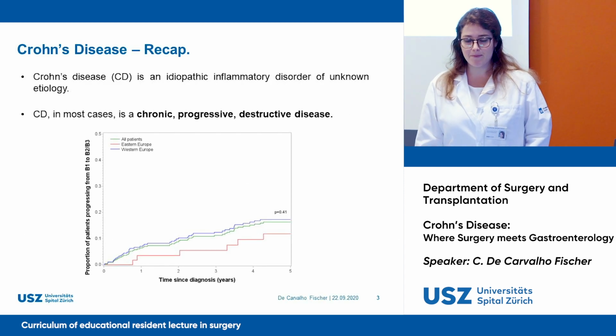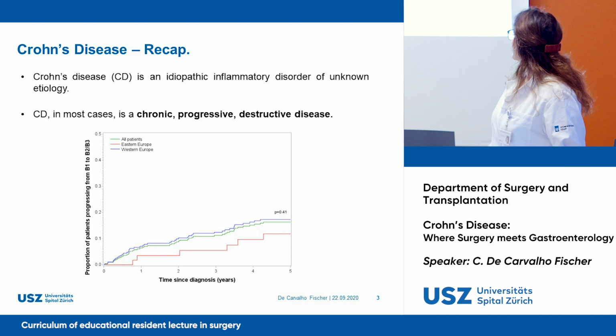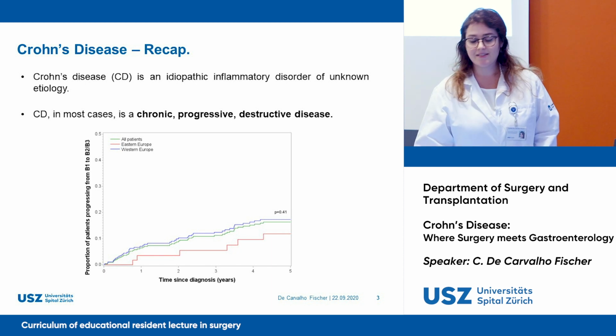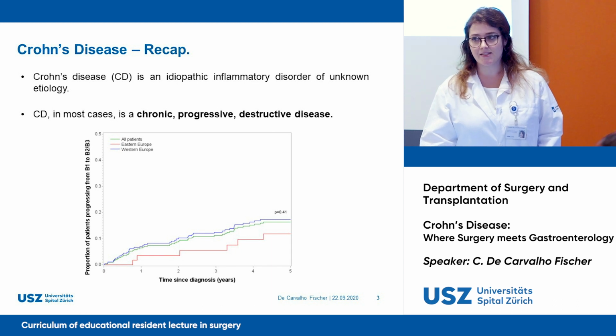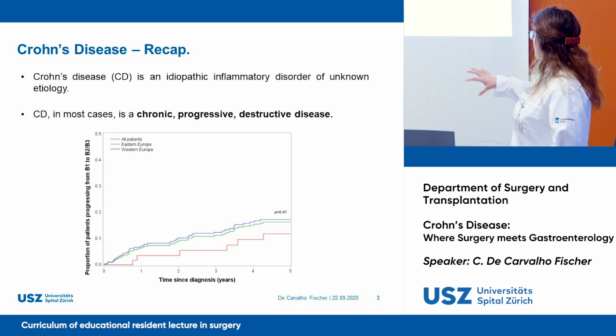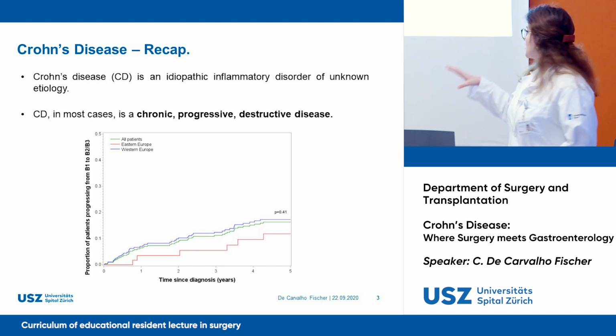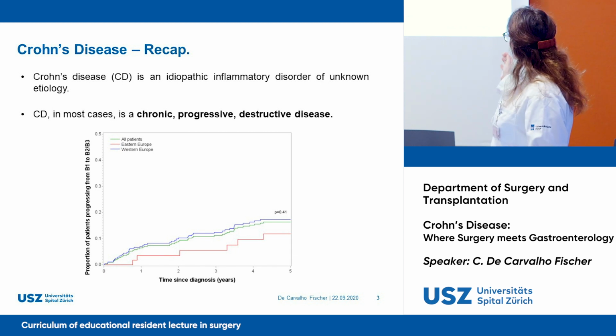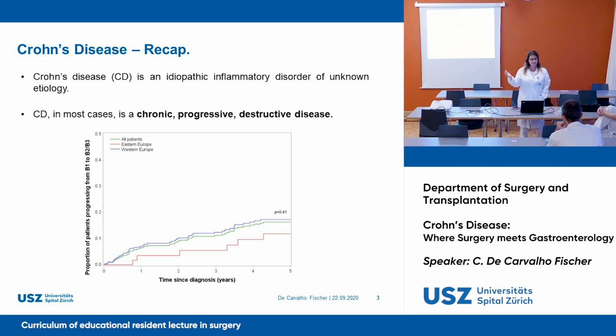A short recap: Crohn's disease is an idiopathic inflammatory disorder of unknown etiology. It is in most cases a chronic, progressive, and destructive disease, as evidenced by the graph below, where we can see how disease progresses based on the Vienna classification within 5 years. What we can also see is that patients in Western Europe tend to have more advanced disease than those in Eastern Europe, which suggests that environmental factors also play a role in disease behavior.